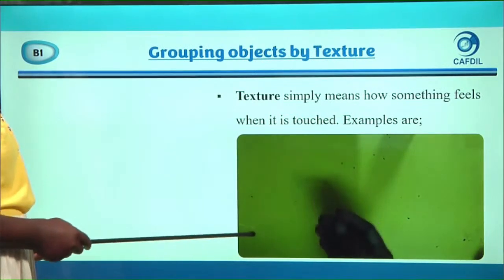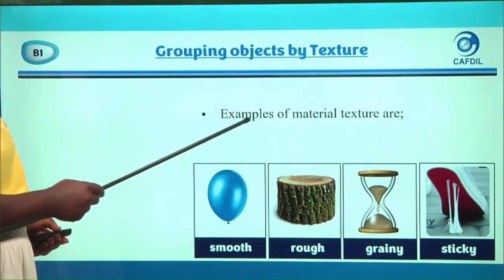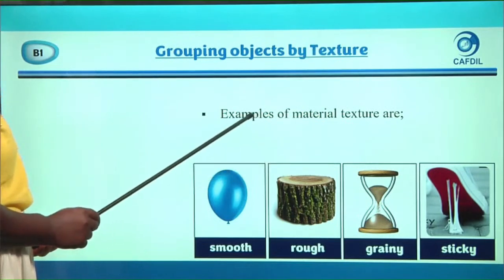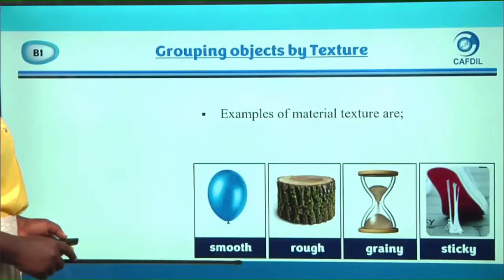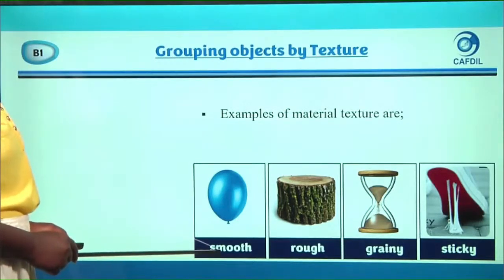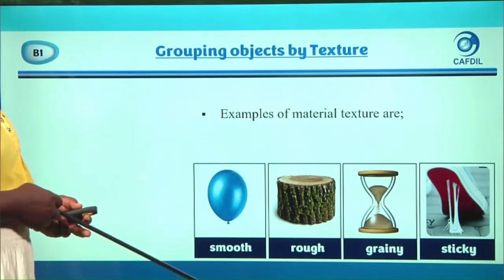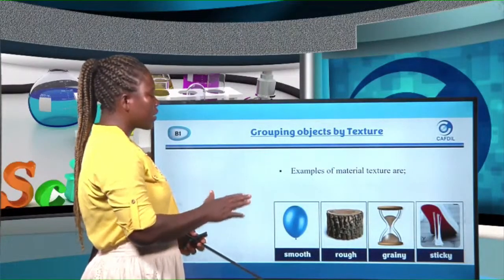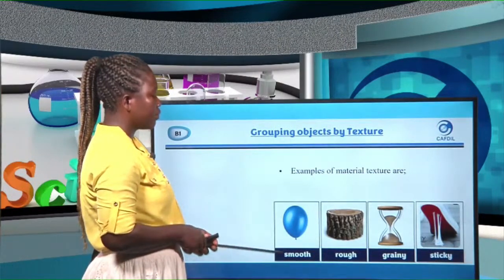Okay. Examples of material texture are smooth. The balloon is smooth when you feel it. When you touch it, you see that the balloon is smooth.